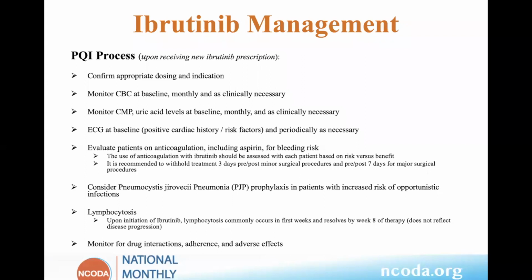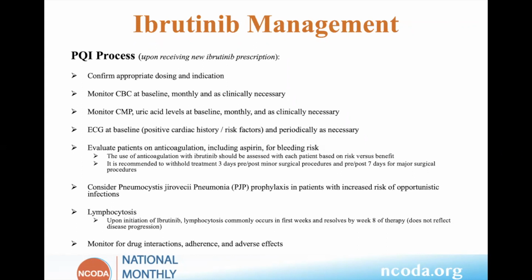Upon receiving a new prescription of Ibrutinib, the PQI process begins as first confirming the appropriate dose and making sure that it corresponds to the appropriate indication, monitoring CBCs at baseline, monthly, and as clinically necessary, monitoring chemistries, uric acid levels at baseline, monthly, and as clinically necessary, as well as looking at taking an EKG at baseline, especially for patients with positive cardiac history or risk factors associated, and as periodically necessary.